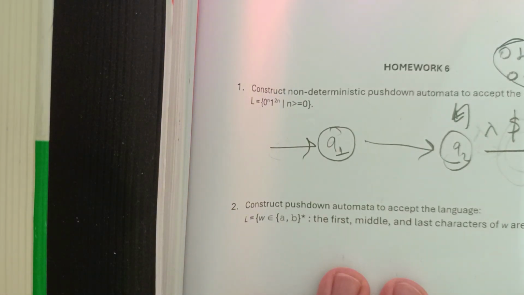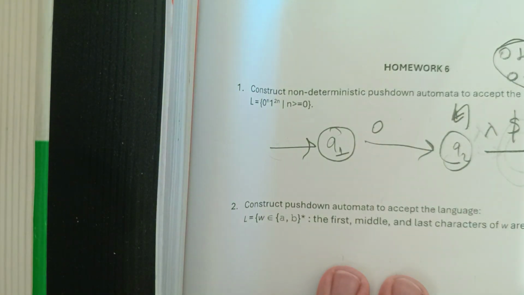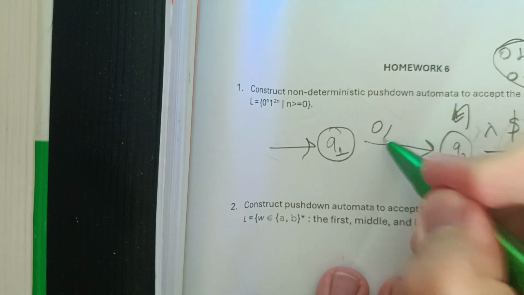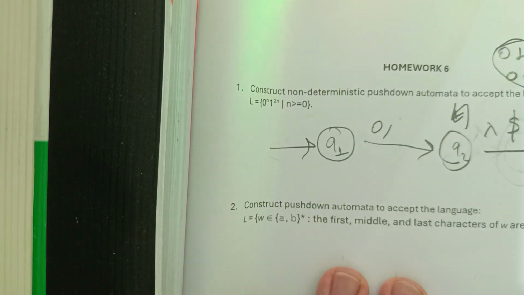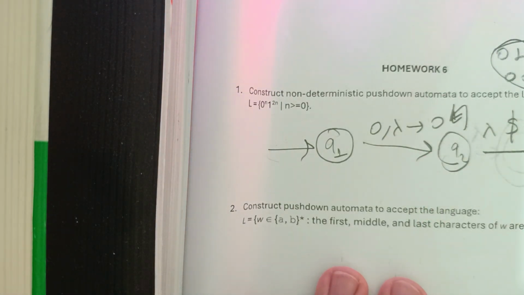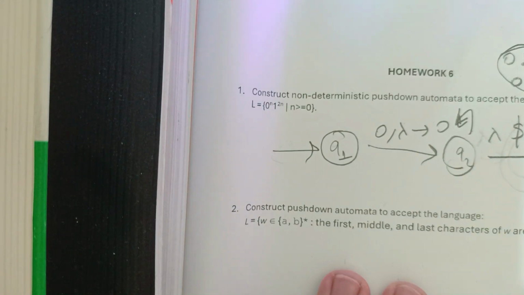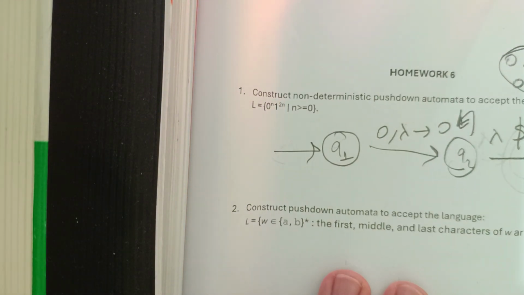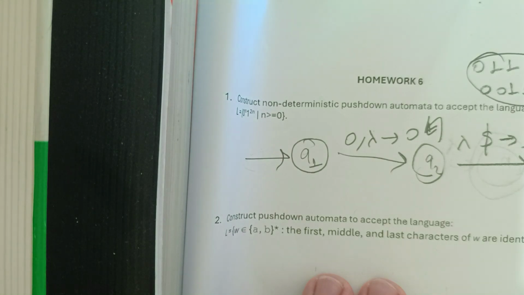If we go with 0, we have to insert 0. Then we must push 0, and after that if you go with 1, we have to lambda.